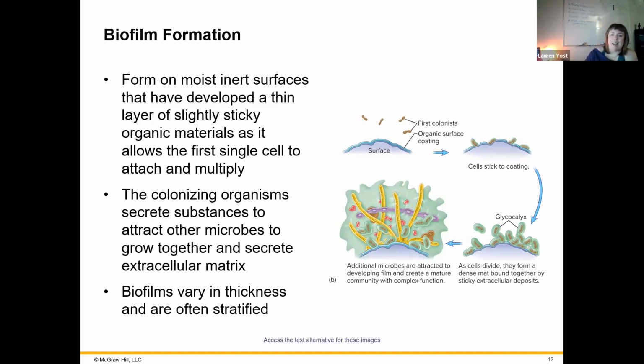A lot of times the attaching has to deal with a sticky layer on the outside of the cells. That is what we call a glycocalyx. We'll get into the details of that momentarily. So that's how biofilms work.